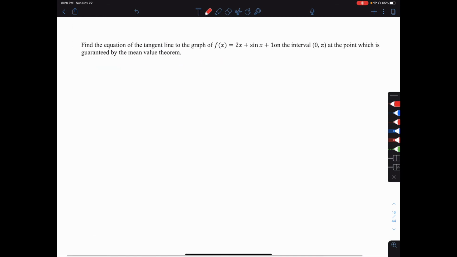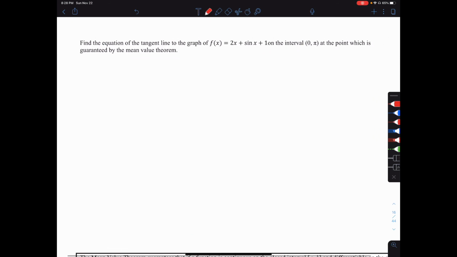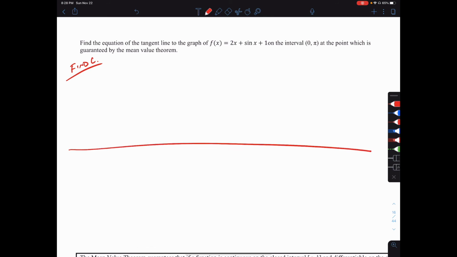Find the equation of the tangent line to the graph of f of x on the interval from 0 to pi, at the point which is guaranteed by the mean value theorem. This, I think, really should have been capitalized. So I first need to figure out what c is. Okay, I got to find c, the point guaranteed by the mean value theorem.